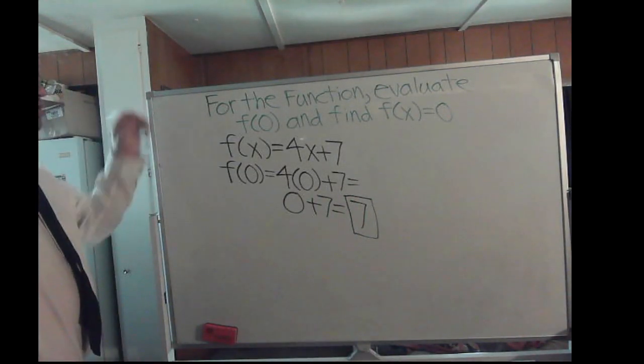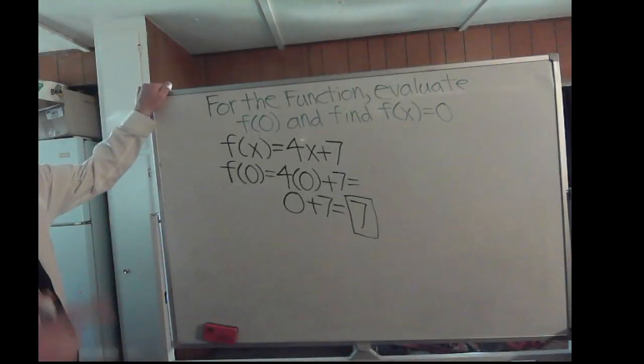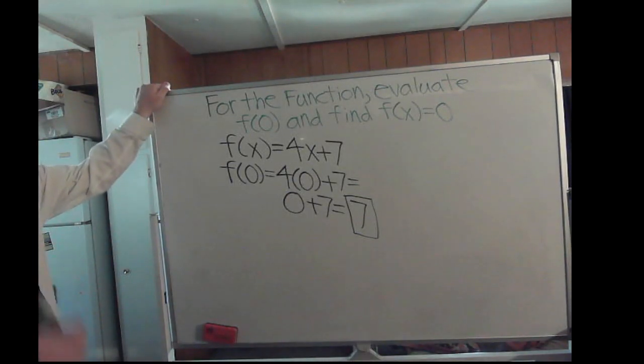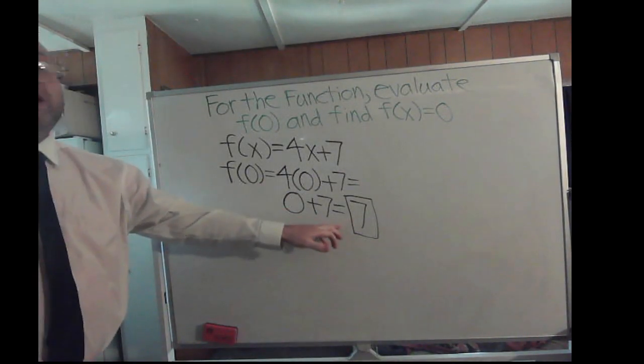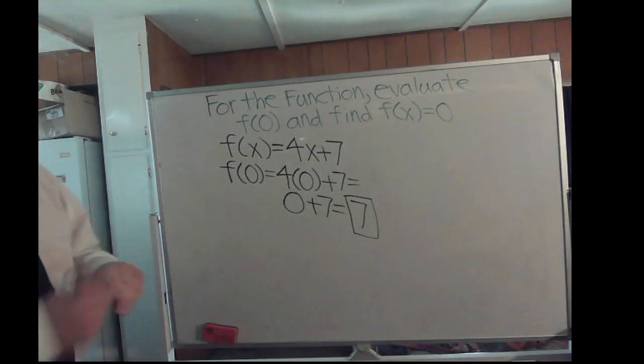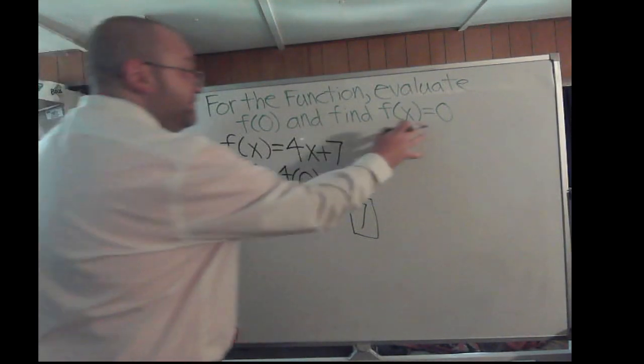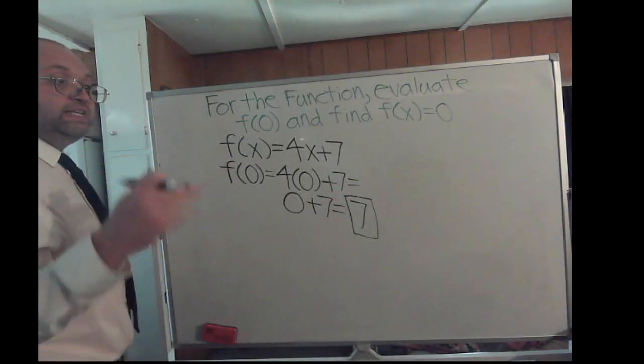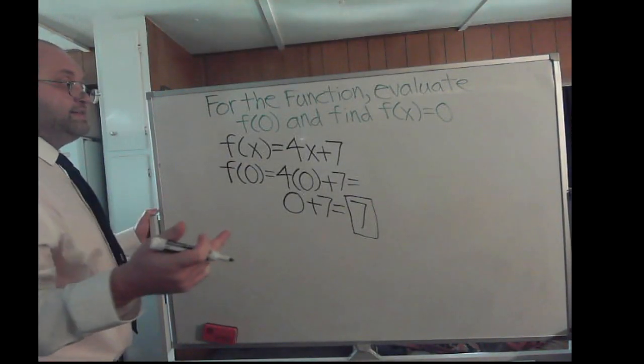When you find f of 0, you're finding the y-intercept. You're setting x equal to 0, finding the value of y, which therefore gives you the y-intercept of 0, 7. When we set the whole f of x equal to 0, we're trying to find the x-intercept, which is when y is 0.